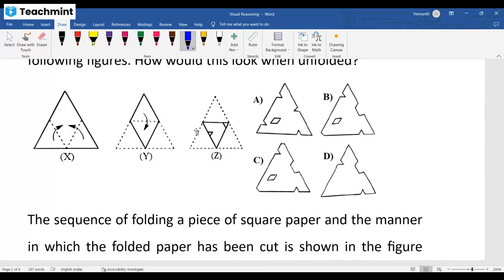You unfold one by one. If you unfold above, what will happen? This part will reflect here. So wherever this is, it will be reflected here. This one you cut, right, that will be cut here. Now you unfold this part also, then you can see the cutting area here, here. And this one is already there. So if you open here, it will be like this.